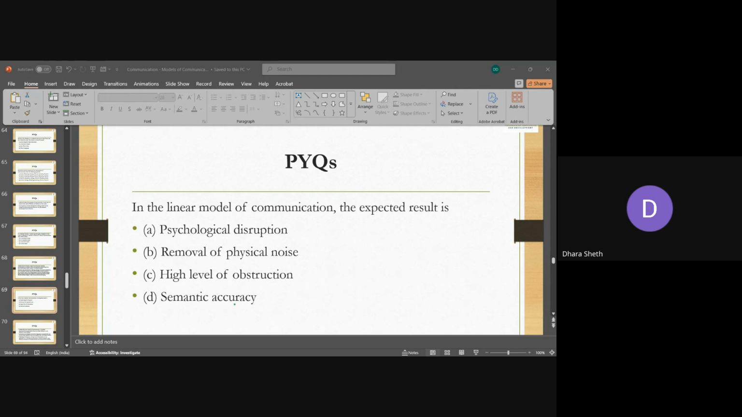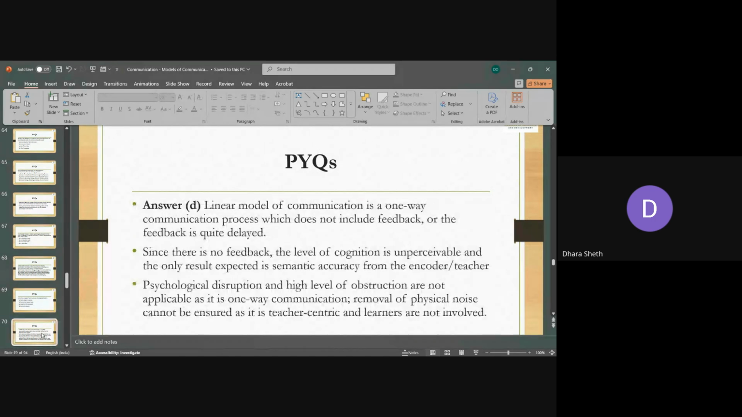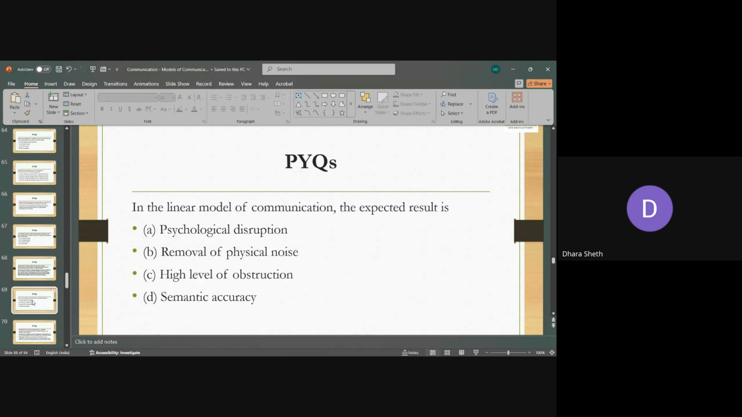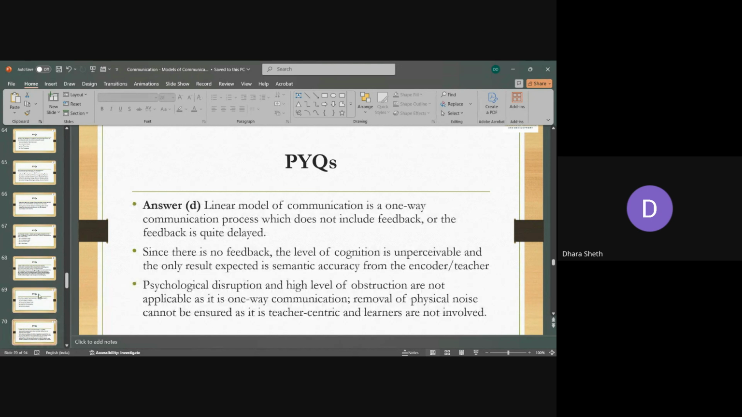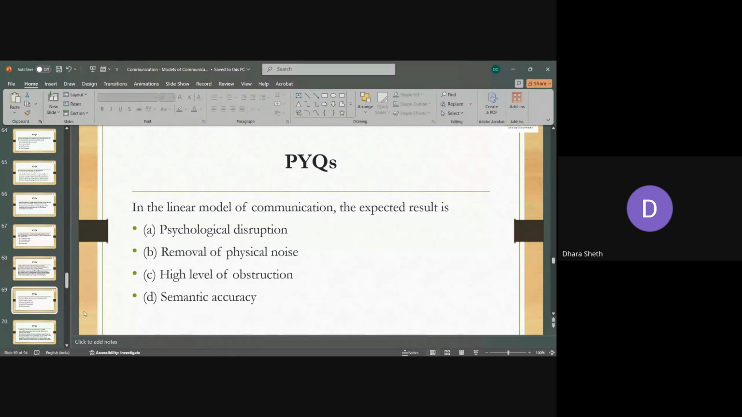And the answer is D. Why? Because it does not include feedback. So the person who's speaking has to be very accurate in speaking. Now, when I'm explaining things, if you don't understand, you will say, please explain it again, or this was confusing. But when there is no feedback, then I need to ensure that what I am saying is understood by the other person, which means there has to be semantic accuracy.